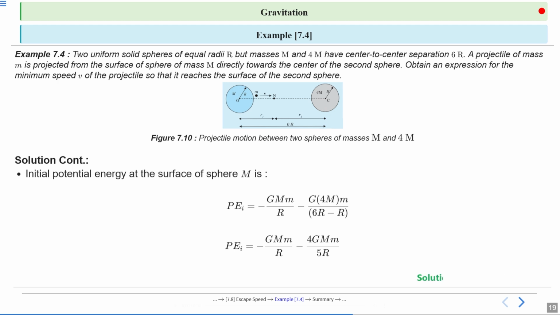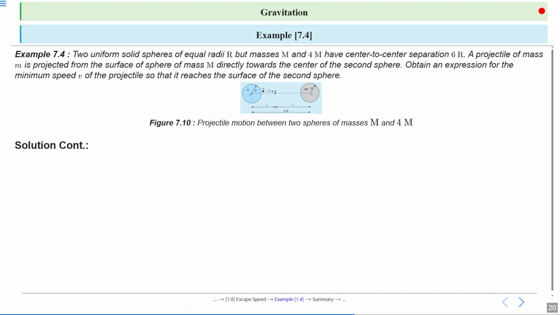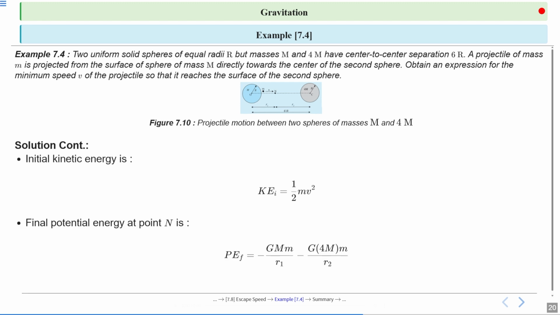Alright. So initial kinetic energy of the projectile, the formula for kinetic energy is KEi is equal to half mv squared. And final potential energy at point N is PEf is equal to minus GMm divided by r1 minus G into 4M into m divided by r2.